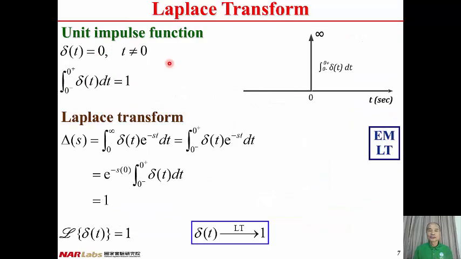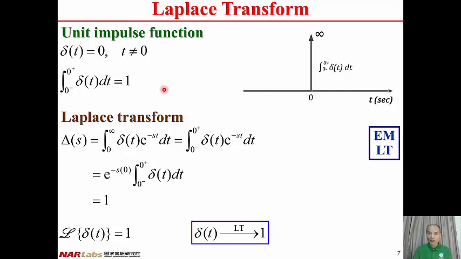Let us move to the unit impulse function. For the unit impulse function, when t is non-zero, no matter t is negative or t is positive, delta t equal to 0. When t equal to 0, delta t tends to infinity. And if you integrate delta t from 0 minus to 0 positive, that means that we integrate from the left of the 0 to the right of the 0, we have equal to 1. Therefore, it's called unit impulse function.